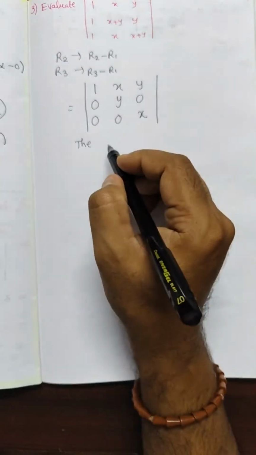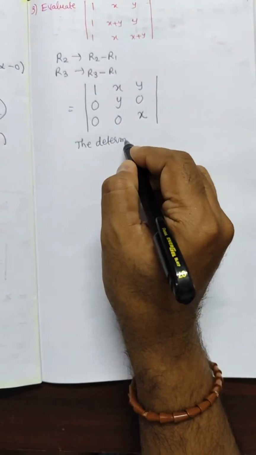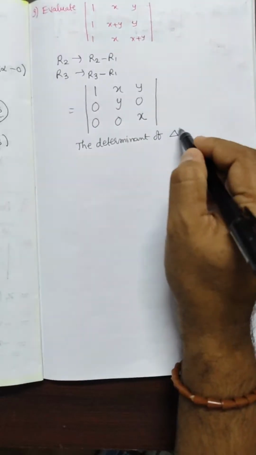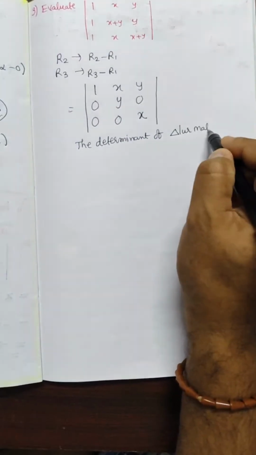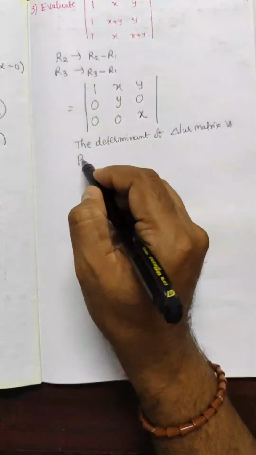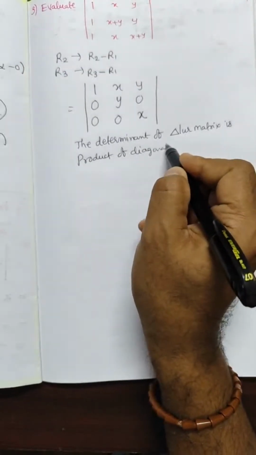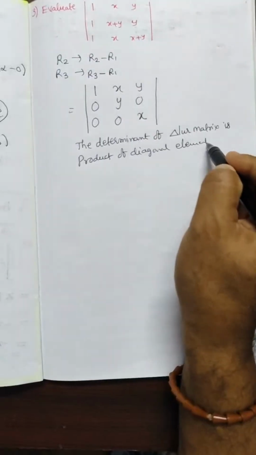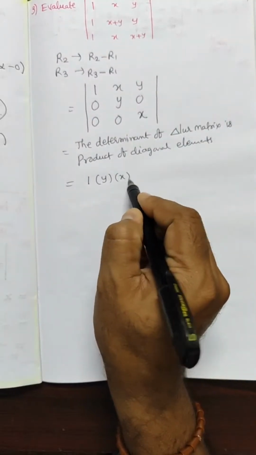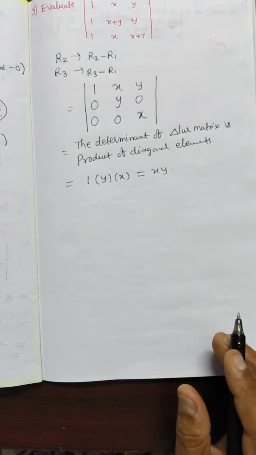The above determinant, the determinant of a triangular matrix is the product of diagonal elements. So which is equal to 1 into y into x, which is equal to xy. That's our answer, xy, dear students.